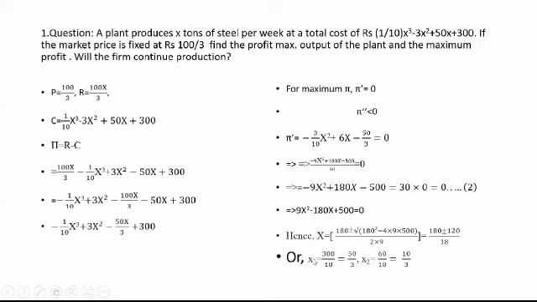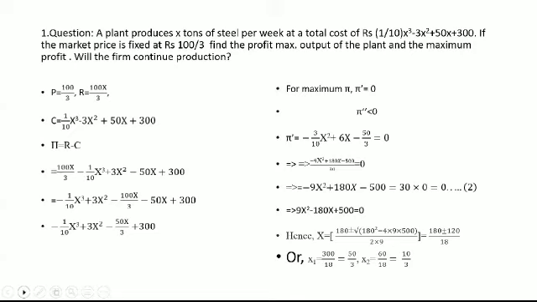So x1, the first value of x, could be x1 equal to 300 by 18. You can simplify it to 50 by 3. X2 is equal to 60 by 18. You can simplify it to 10 by 3. Okay. Of these two, the one you are going to choose is the one which fulfills the second order condition.